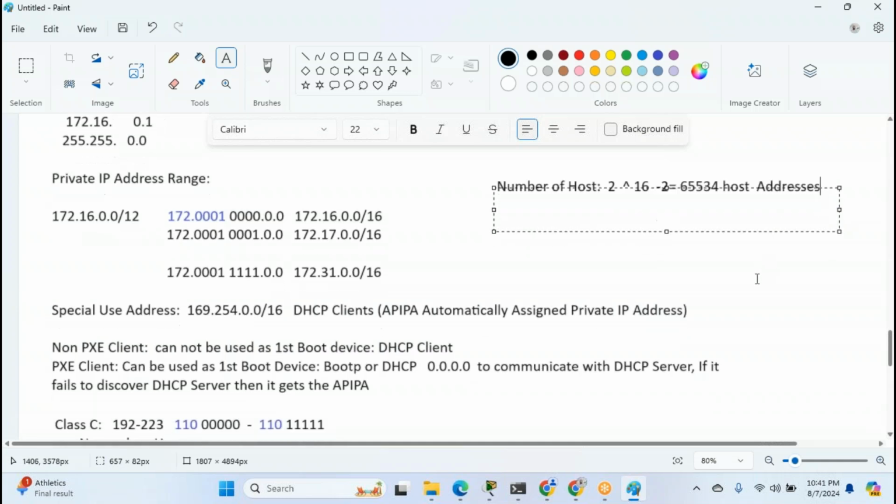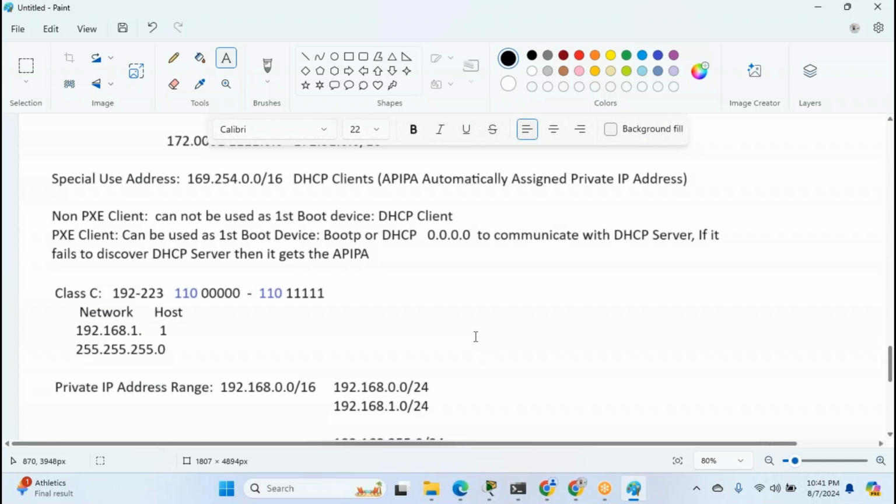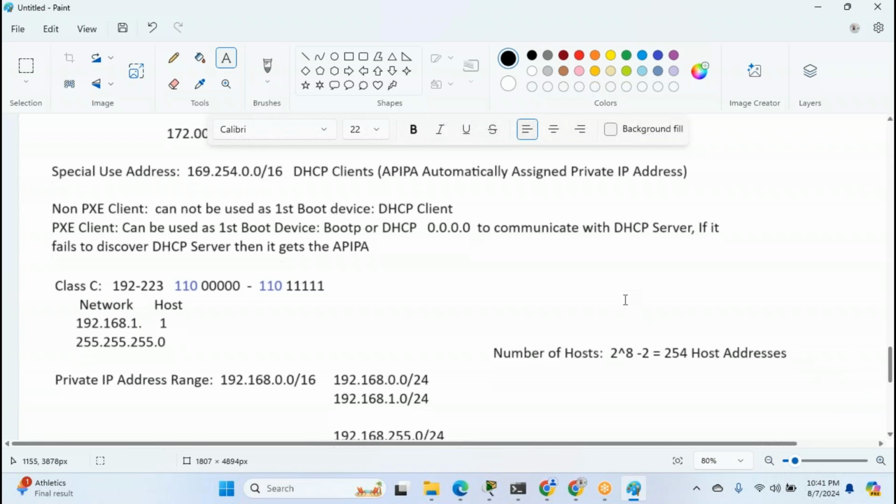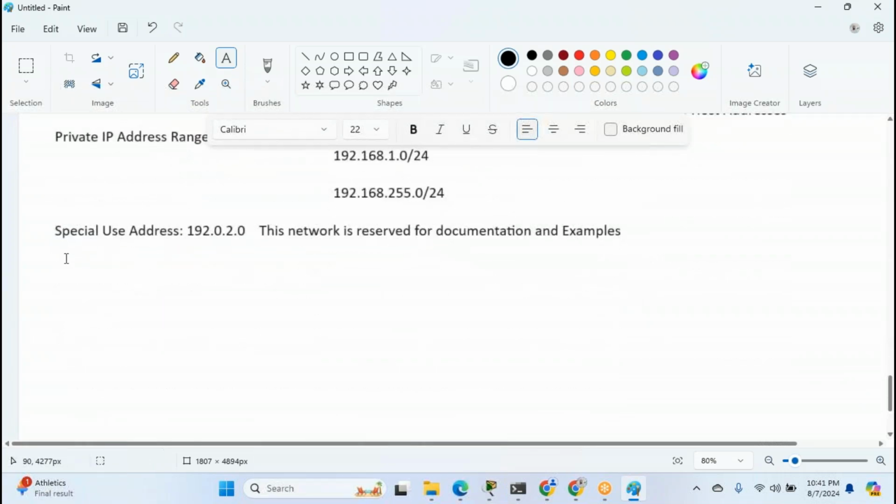If we want to calculate the number of hosts in class C, the formula is 2 raised to the power number of host bits. Here the number of host bits is 8, minus 2. So we can have 254 host addresses or IP addresses. These first three classes are used for unicasting over the internet or networks.